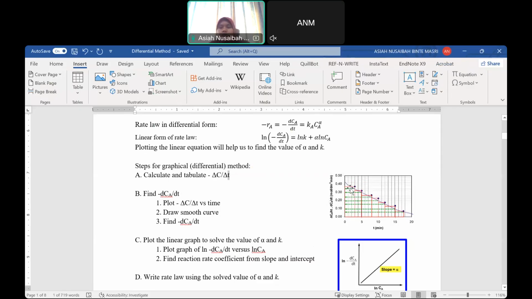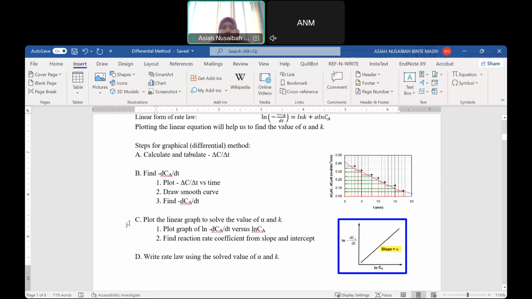Last time we showed this already. So you plot the histogram: plot changes of concentration over changes of time versus time, and then draw a smooth curve. That purple color there is the smooth curve that connects all the histogram. Then you find minus dCA over dt, which is the cross-section between the purple smooth curve and the vertical red histogram.